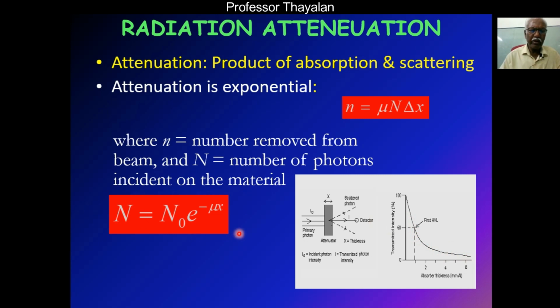So this can be given by a general equation: N equals n0 times e to the power of minus mu x. X is the thickness of the absorber or material. Mu is the linear attenuation coefficient. The negative sign indicates that it is decreasing in nature. E is an exponential function and n0 is the original number of X-ray photons. N is the number of photons after transmission through the absorber x.